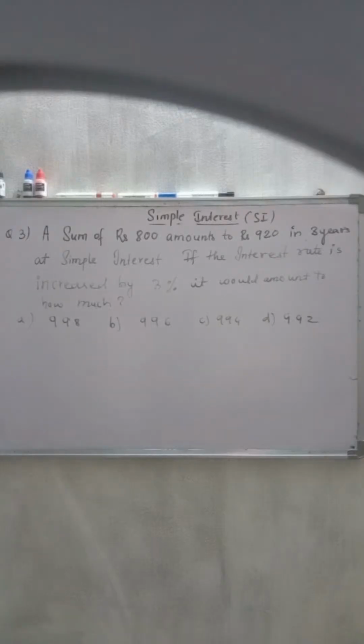Okay, so the question is: a sum of 800 amounts to 920 in 3 years at simple interest. If the interest rate is increased by 3%, it would amount to how much?